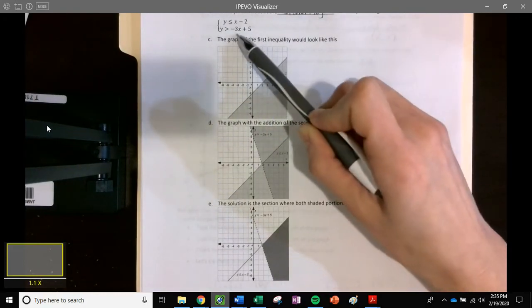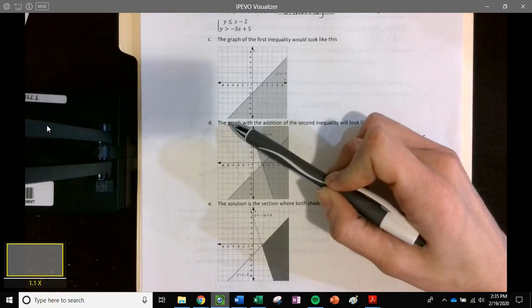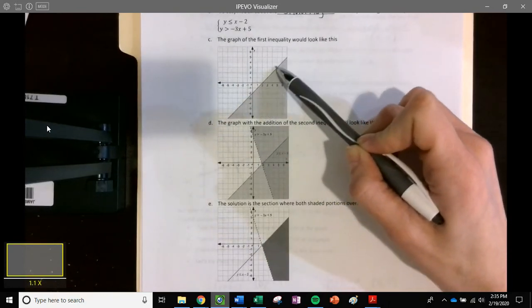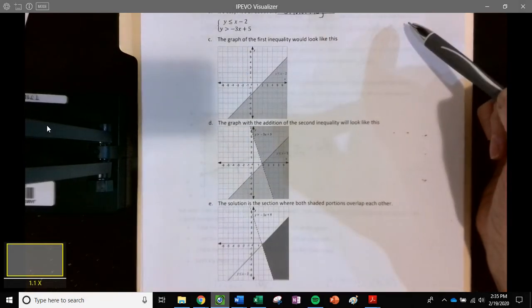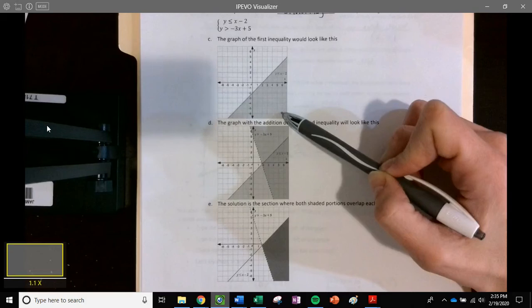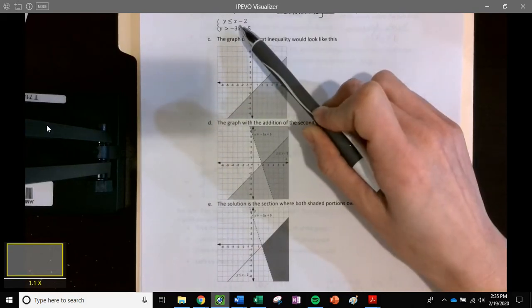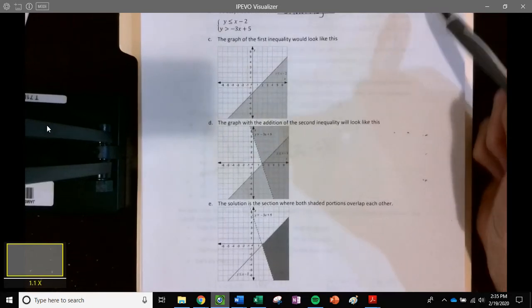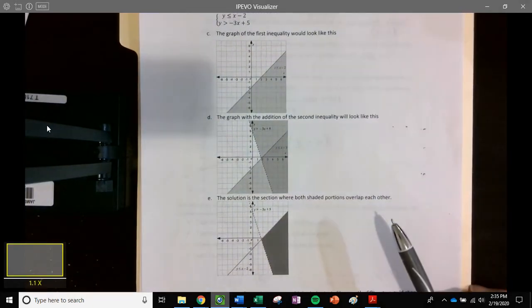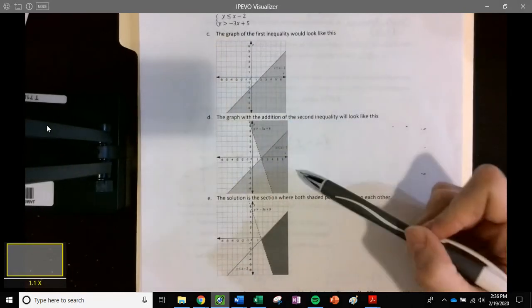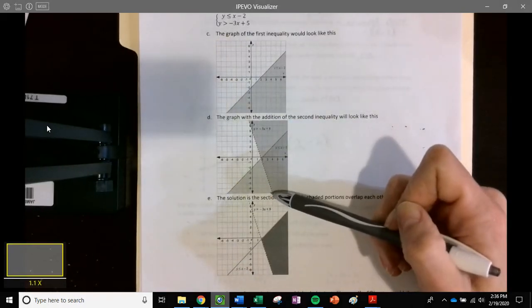And since it's less than or equal to, just like the closed circle on the number line, we now have a solid line for the graph. Okay? And that means that any of the values within this shaded region will satisfy this inequality. Okay, now the second part, y is greater than negative 3x plus 5, that's this second portion here.